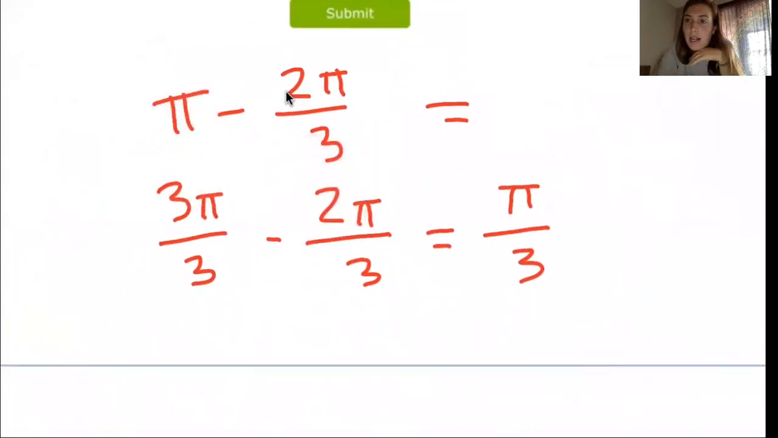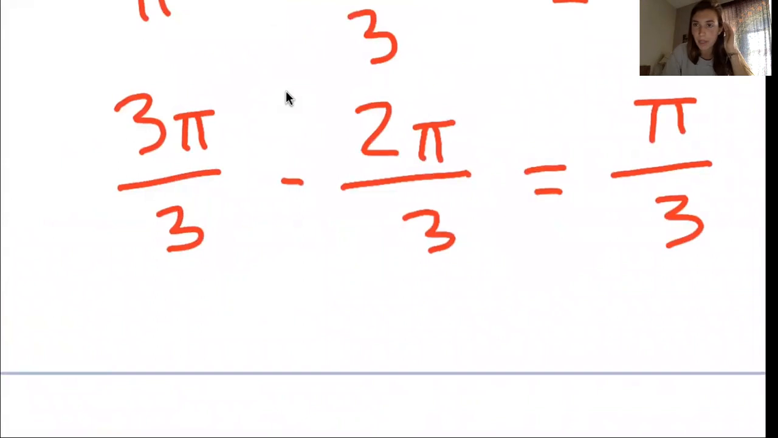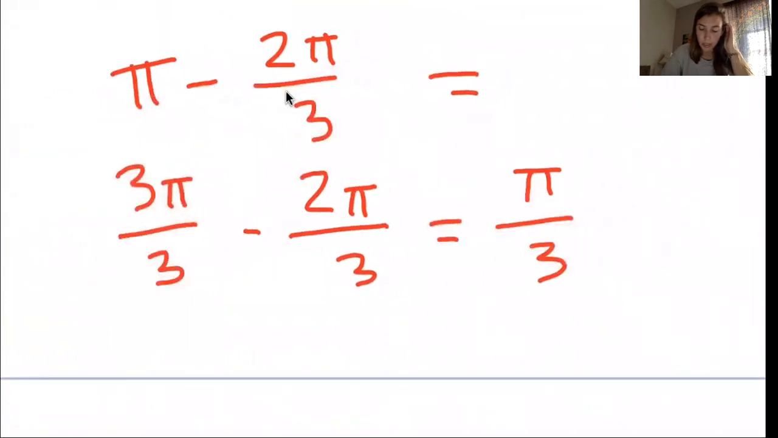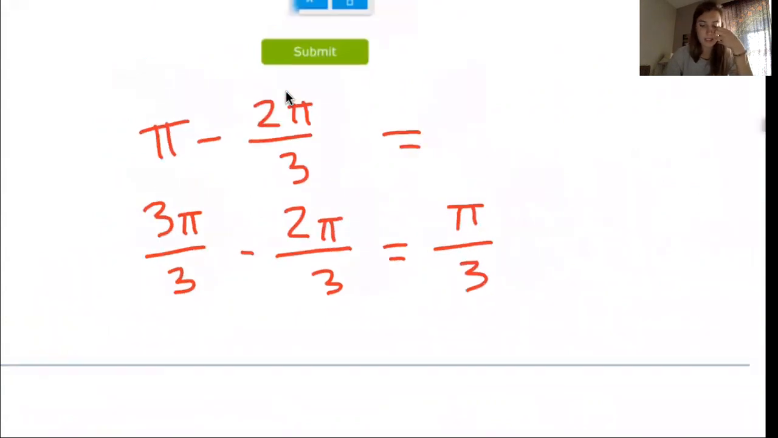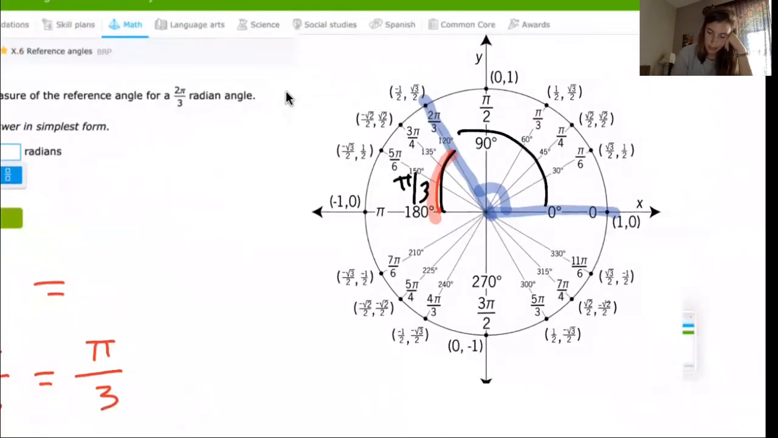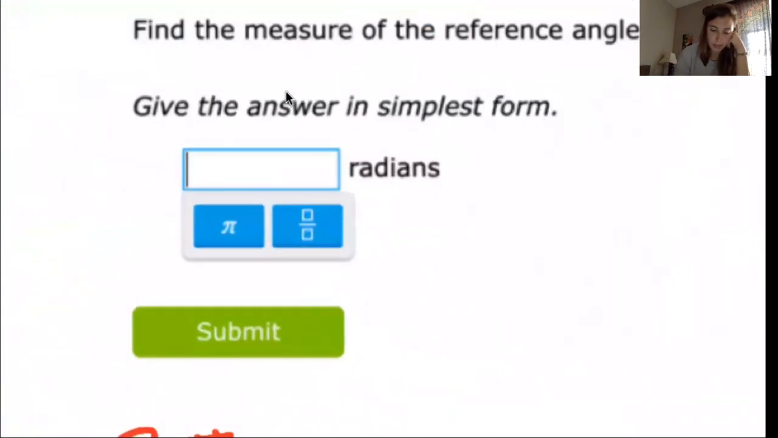Once again, to subtract fractions, I need to have a common denominator. So pi could be written as 3 pi over 3. I want a denominator of 3. So 3 pi over 3 minus 2 pi over 3, because that was my angle. And that will give me 1 pi over 3. So that means that in red, this difference is pi over 3. So I went 2 pi over 3 to get to this blue angle here, and then I went another pi over 3 to get to this line, which is the x-axis. So my reference angle would be pi over 3.